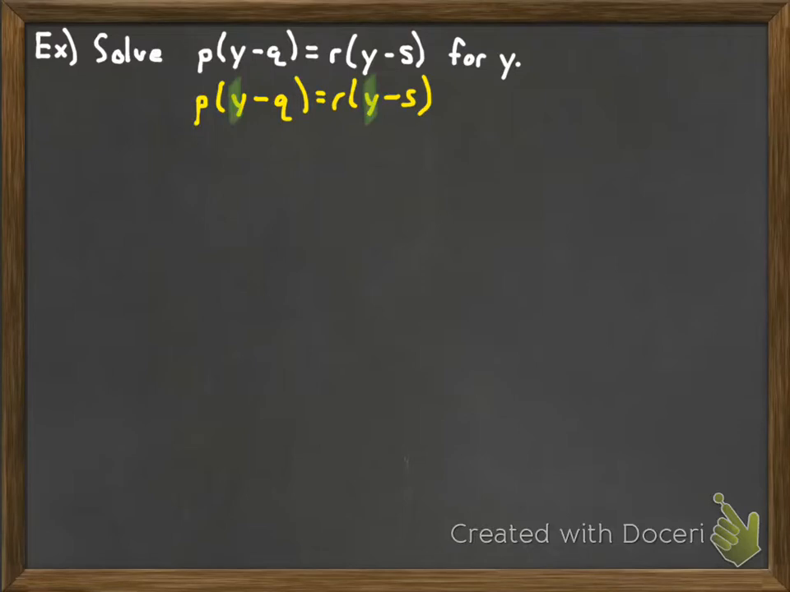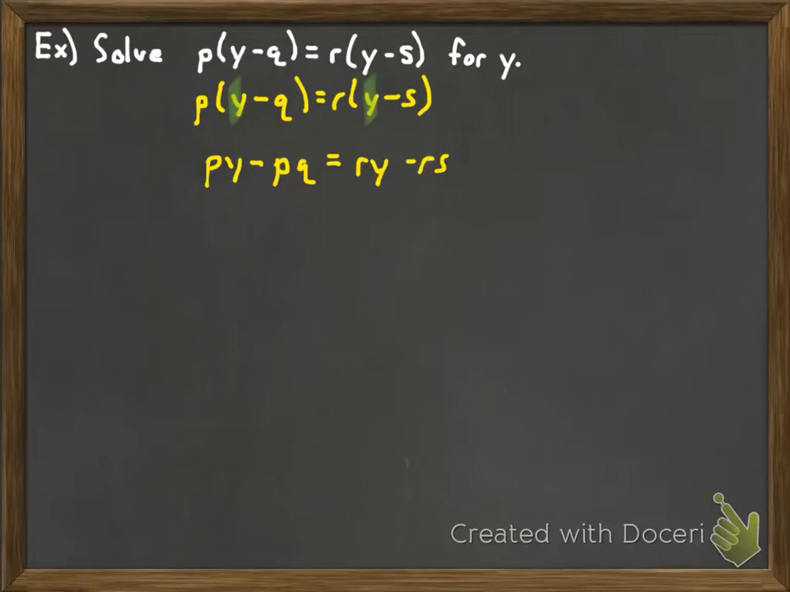And in this case, it's going to be a little bit nicer for us if we'll go ahead and distribute the p on the left side and the r on the right side. So you'll see how this works. On the left side, distribute that p, and that's going to give you p times y minus p times q. And on the right side then, you're going to have r times y minus r times s.